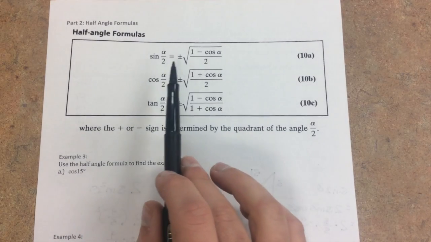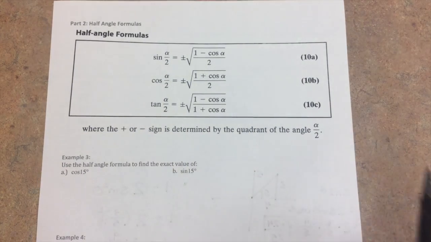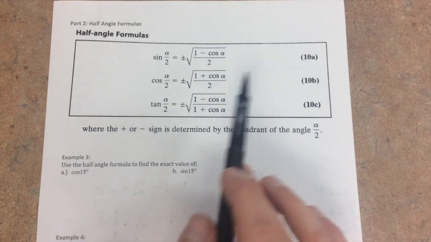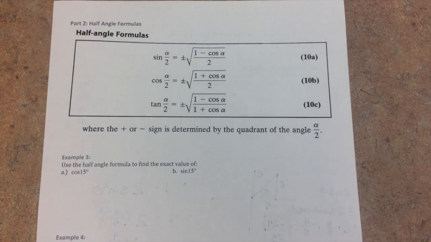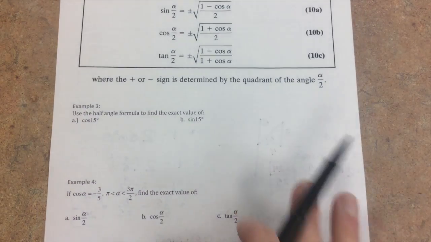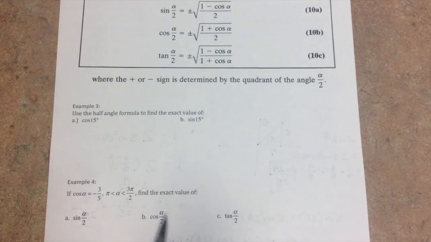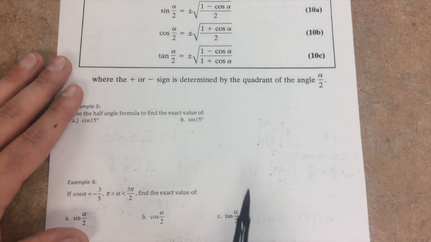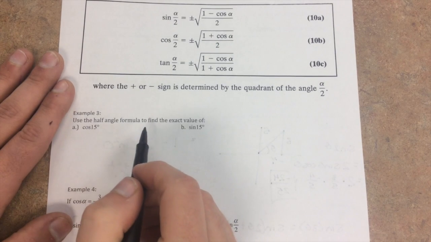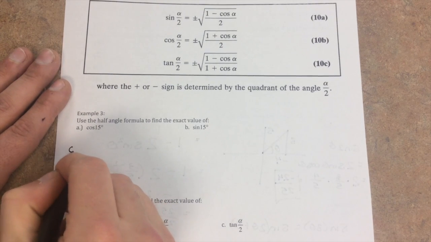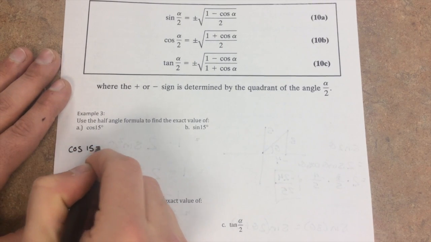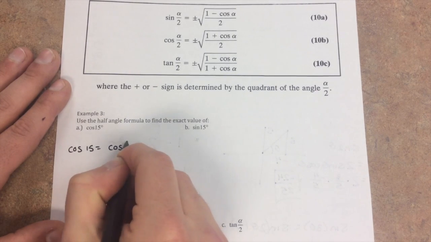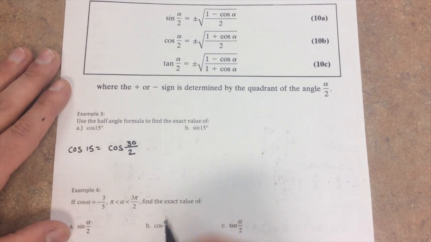So sine of alpha over 2 is plus or minus the square root of 1 minus cosine alpha over 2. And these come from our double angle formulas, if you're curious. Okay, so use the half angle formula to find the exact value of cosine 15. This is in the first quadrant, so it's going to be positive. Cosine 15 is the same thing as, here's the hard part everyone has, half of 30 degrees.